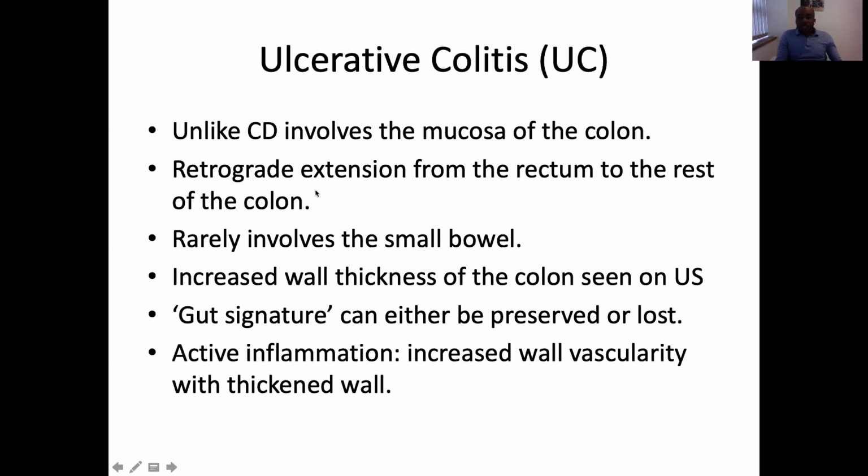But ulcerative colitis extends from the region of the rectum in a retrograde fashion: sigmoid colon, descending colon, transverse colon, ascending colon, and it mostly only involves the large bowel. It rarely involves the small bowel. The typical feature is increased wall thickness of the colon, which we see on ultrasound. The gut signature can either be preserved or lost. In Crohn's disease, the gut signature is usually always lost.